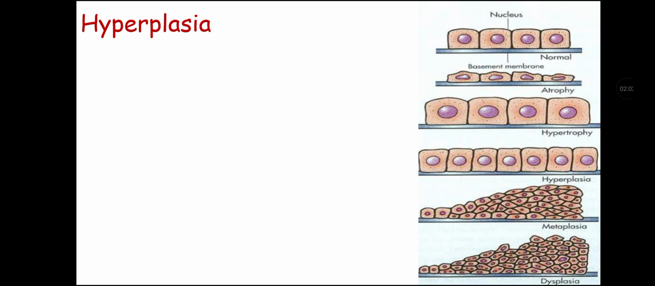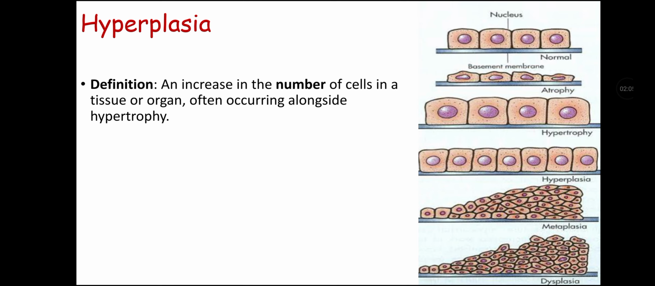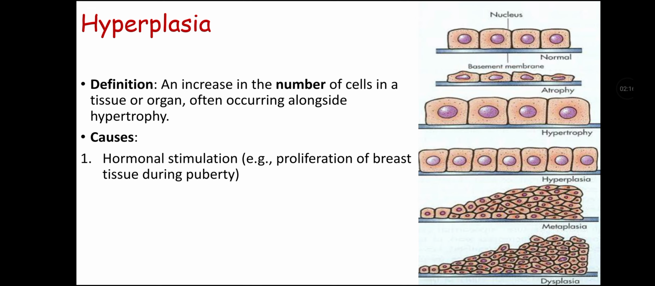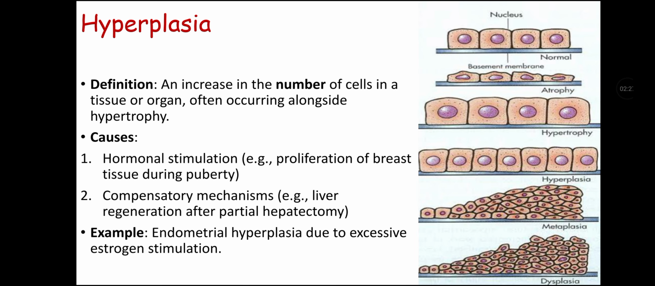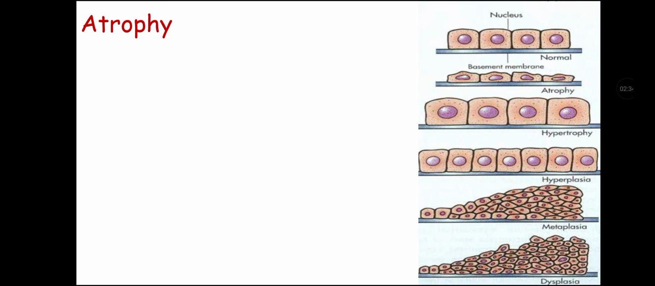Next type of cellular adaptation is hyperplasia. It is defined as an increase in number of cells in a tissue or organ, often occurring alongside hypertrophy, as you can see here in the diagram. Its causes include hormonal stimulation like proliferation of breast tissue during puberty. Second, a compensatory mechanism may be the cause of hyperplasia like liver regeneration after partial hepatectomy. Its examples include endometrial hyperplasia due to excessive estrogen stimulation.